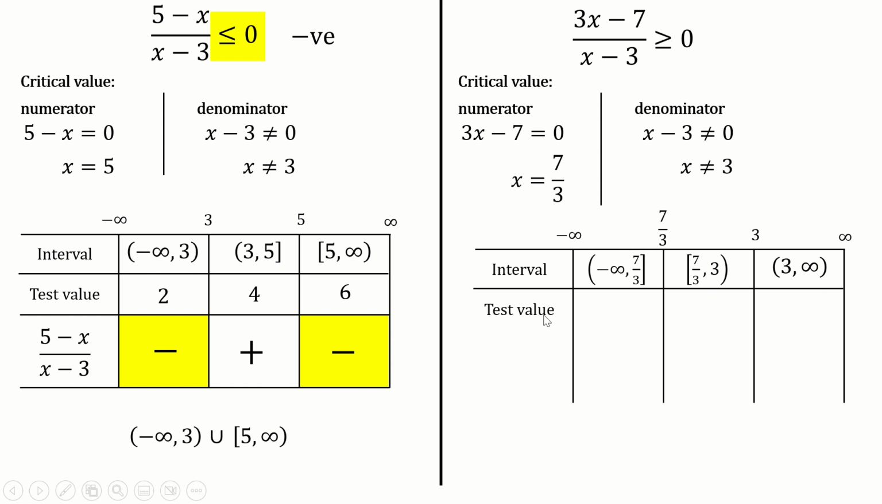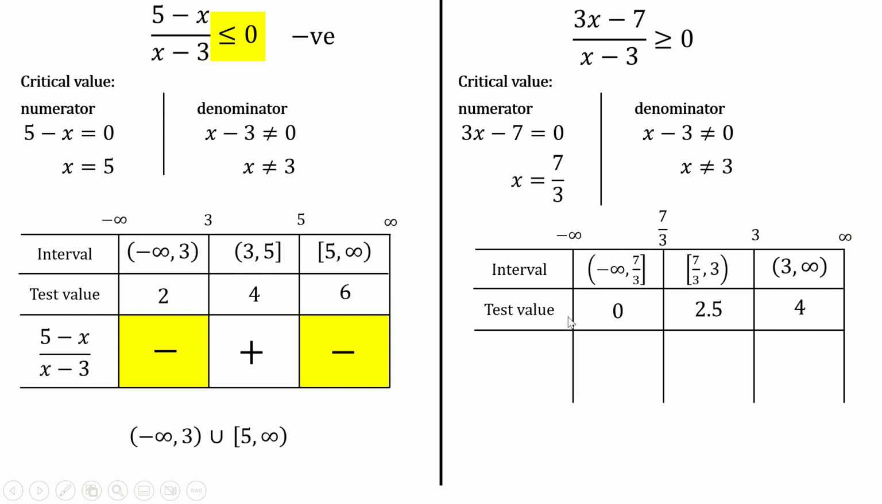Okay, so next is the test value. We choose a value which is in each interval. For less than 7 over 3, let's say we can choose 0. Between 7 over 3 and 3, we can choose maybe 2.5, because 7 over 3 is around 2.3. And for greater than 3, we can choose, let's say, 4.